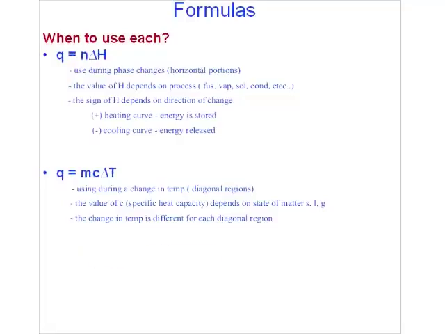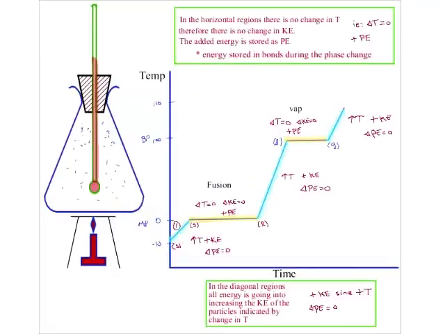And finally, we notice that the change in temperature is going to be different for each diagonal region. Let me just show you what I'm talking about. The very first diagonal region only goes from -10 to 0. So the first region is only heating 10 degrees. So the change in temperature is only 10 degrees. Whereas region number 3 is showing me it going from 0 to 100. So this is reflective of a 100-degree temperature change.